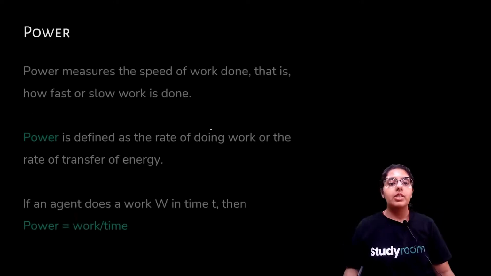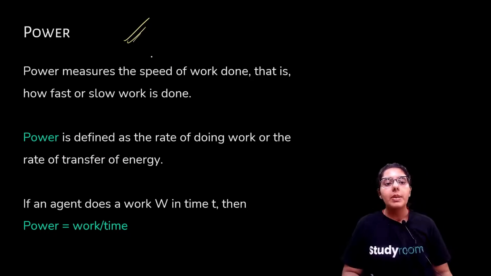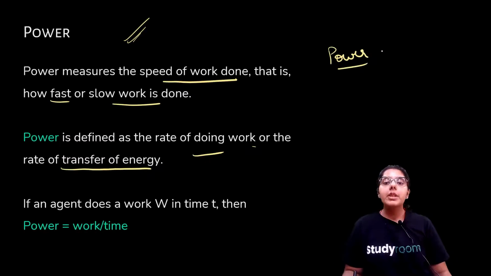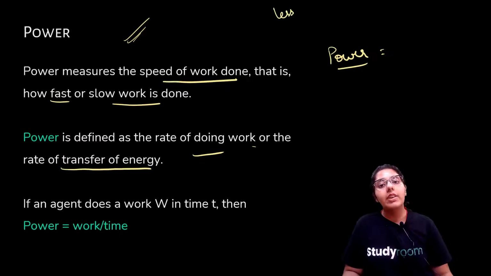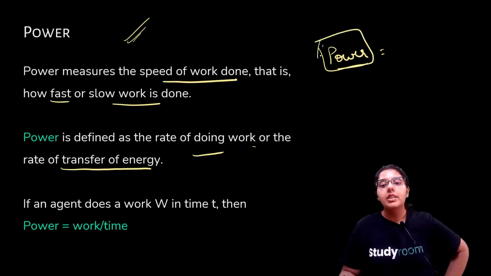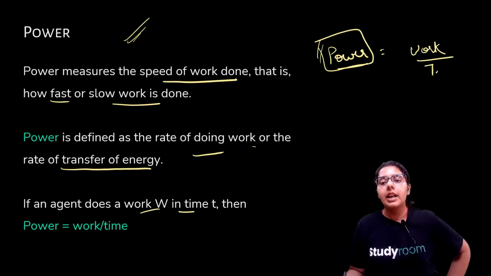So now we say about the concept of power. Power measures the speed of work done. That is how fast or slow the work is done. Power is defined as the rate of doing work or the rate of transfer of energy. Okay. So we know that one person is doing the same work in lesser time, one is doing the same work in some more larger time, right? So we define power for that very thing. Okay, it is rate of doing work or rate of transfer of energy. If an agent does a work W in time T, then power is equal to work upon time.